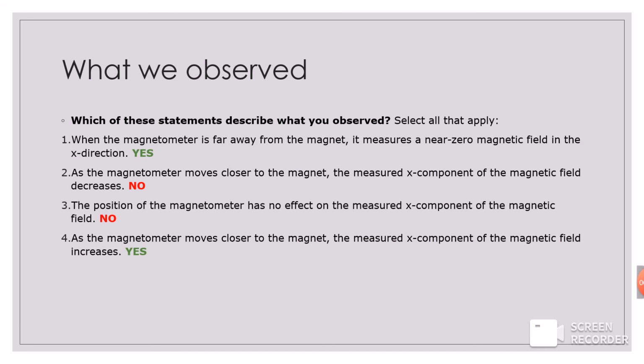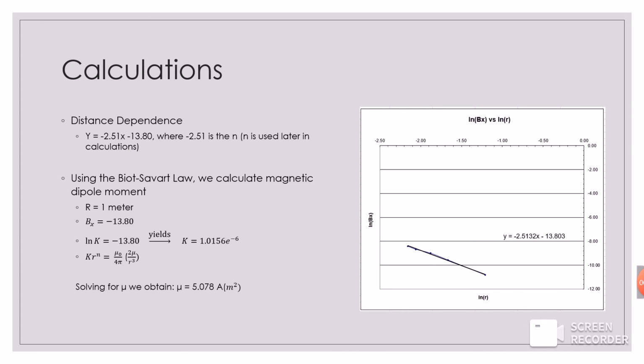What we observed and what was true. When the magnetometer is far away from the magnet, it does indeed measure a near zero magnetic field in the x direction. However, it's incorrect that as the magnetometer moves close to the magnet, the measured x component of the magnetic field will not decrease. The position of the magnetometer also does have an effect on the measured x component of the magnetic field. Furthermore, as the magnetometer moves close to the magnet, the measured x component of the magnetic field does increase. Here are our calculations.